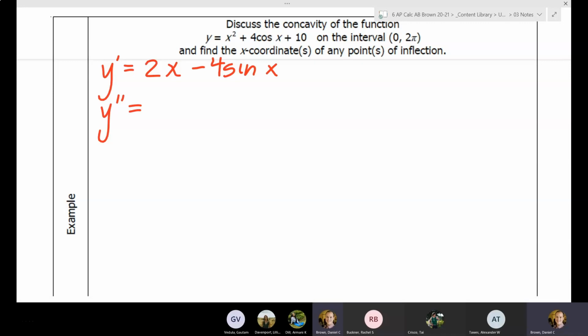We're doing concavity, so we're going to take the derivative again. The derivative of 2x is 2. The derivative of sine is cosine. That negative 4 is just going to be a coefficient.